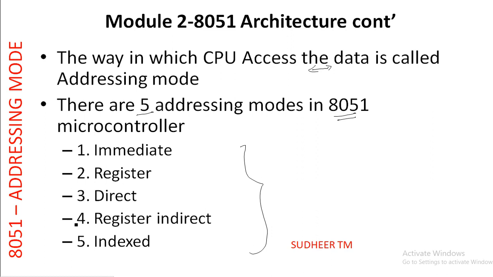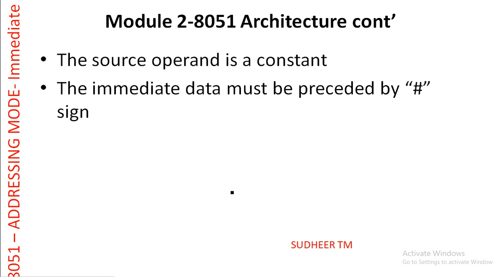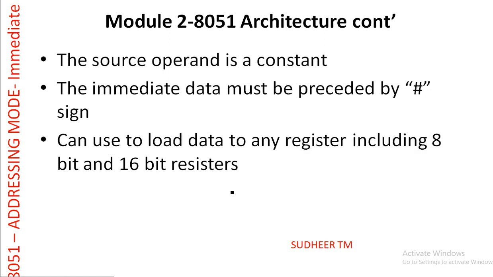Through these methods we are supplying the data to the instruction. For example, MOV A, how is the data specified here? We have 5 methods. First, immediate data. Source operand is a constant. Immediate data means the data to be operated by the instruction is a constant. The immediate data must be preceded by a hash sign. So in our assembly language programming, whenever you see a hash, the number following the hash is the data to be operated by the instruction. We can use it to load data to any register including 8-bit and 16-bit registers.